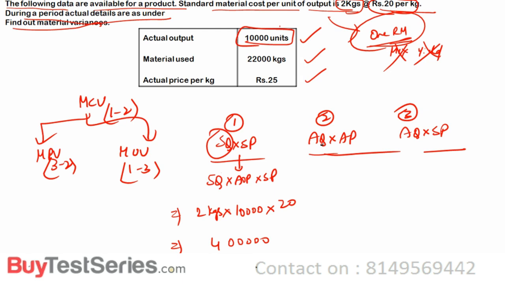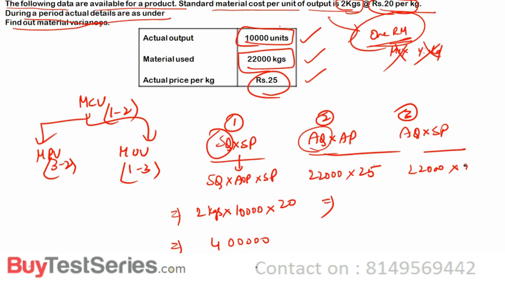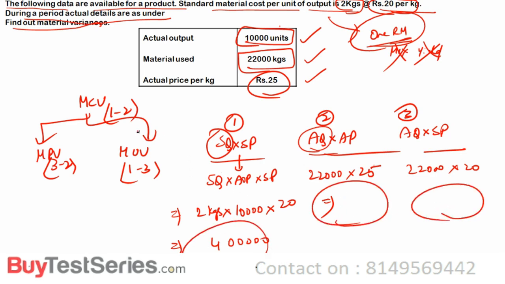Coming on to formula 2, actual quantity into actual price. I told you what is AQ? Actual quantity of raw material consumed for actual output of finished goods. So what is actual quantity of raw material consumed or used? 22,000. It is directly given. Into actual price, that is also directly given. How much is that? 25. Then for formula 3, you have actual quantity, 22,000, into standard price, 20. That's it. We're done with all the numbers. Now it is just a mere calculator work. Once you use the calculator and then you do 1 minus 2, 3 minus 2 and 1 minus 3, you'll get your answers. So it's pretty simple and straightforward.